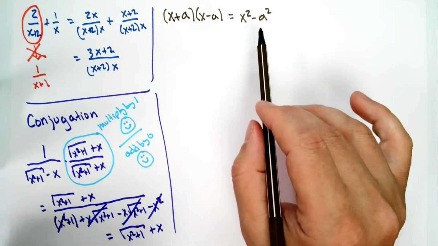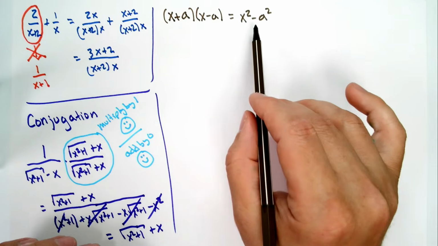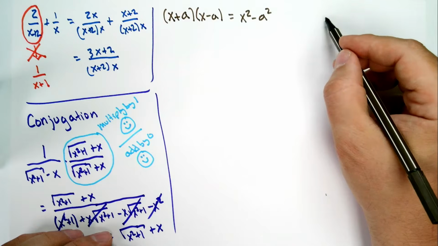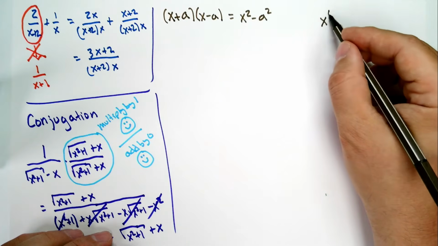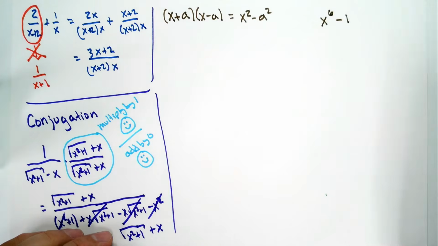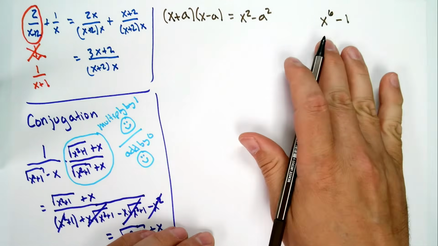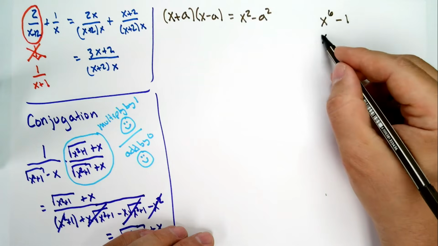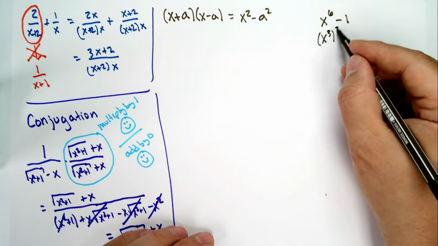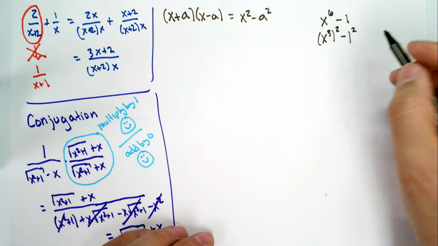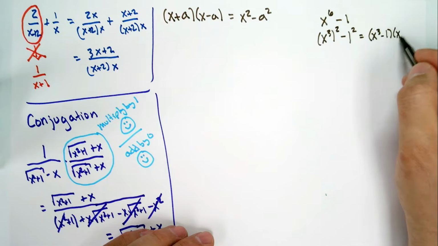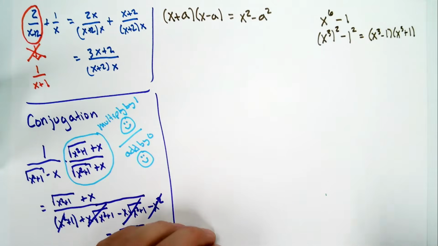Sometimes, of course, they make this x squared minus a squared a little bit hidden. What do we mean? Maybe they'll write something like x to the 6 minus 1. And you might say, that's not a difference of squares, because it's not a square, it's a 6th power. But you can rewrite it as x cubed squared minus 1 squared. And we say, ah, it is a difference of squares. So it's x cubed minus 1 times x cubed plus 1. All right, that's good to know.